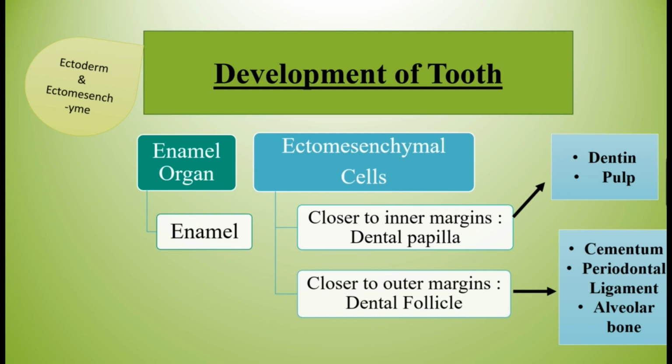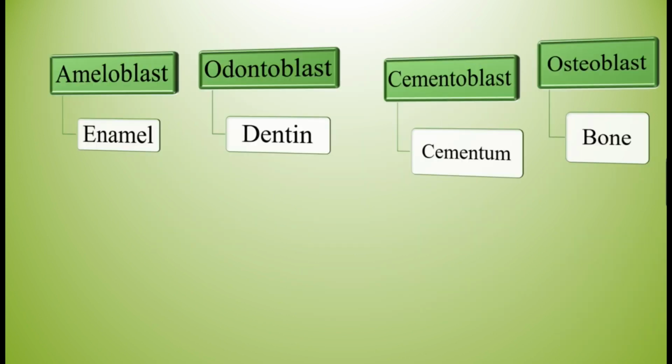तो हमारा जो enamel organ होता है form करता है enamel, which is differentiated from the primitive oral epithelium lining, the stomatodeum. Alright, and dentine pulp are derivatives of the dental papilla, which are closer to the inner margins of the enamel organ. And closer to the outer margins of the enamel organ is the dental follicle, which forms cementum, periodontal ligament and alveolar bone.